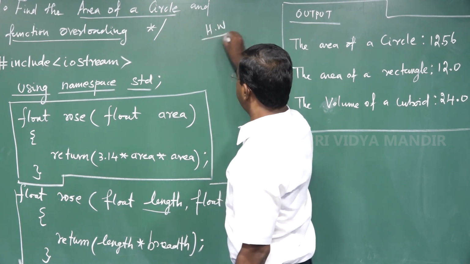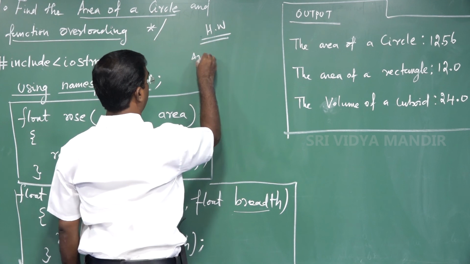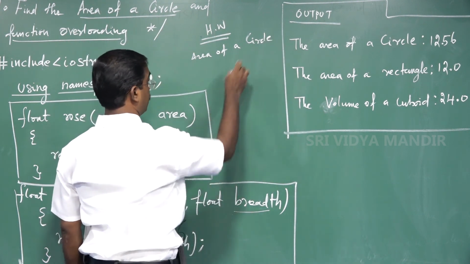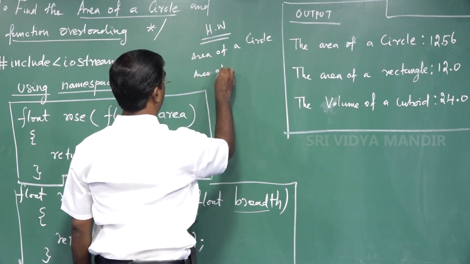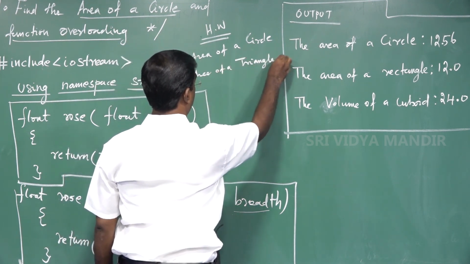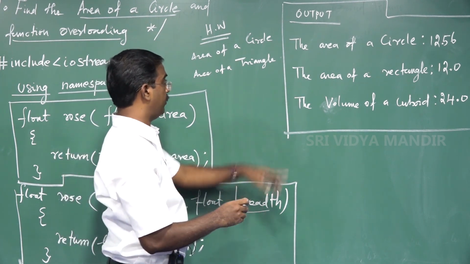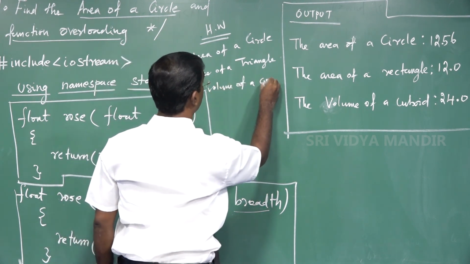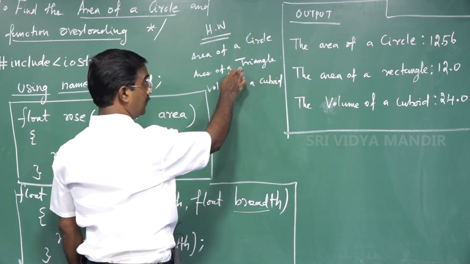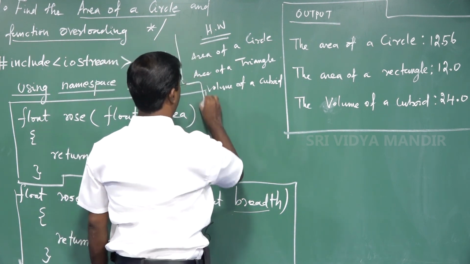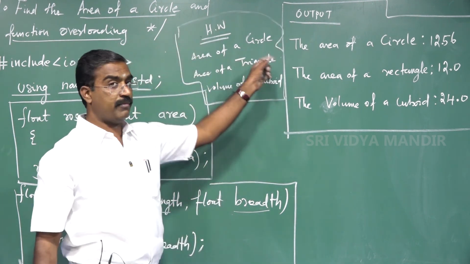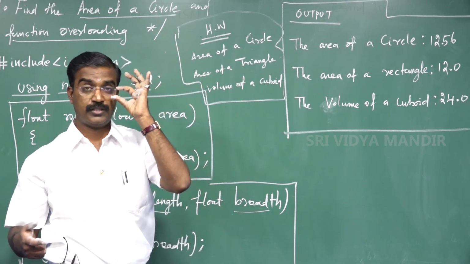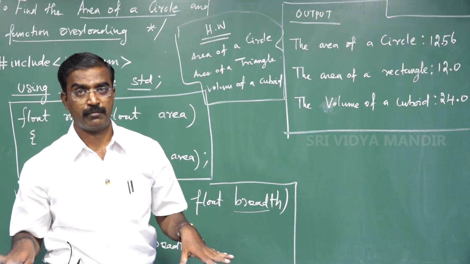That homework is area of a circle, this is one argument, and then area of a triangle. Triangle means 2 arguments, and same time volume of a cuboid. No problem, same, but only one thing changes, that is rectangle becomes triangle. In this program you have to work out. Area of a circle means 1 argument, triangle means 2 arguments, and cuboid means 3 arguments. You have to work out, take a photocopy, and send it to my personal WhatsApp number.